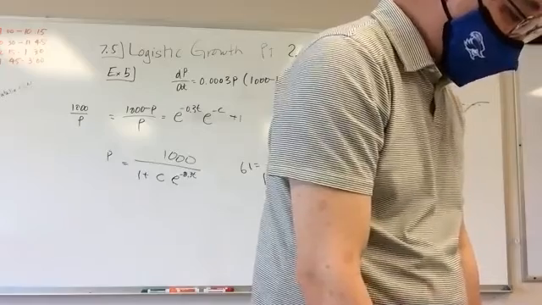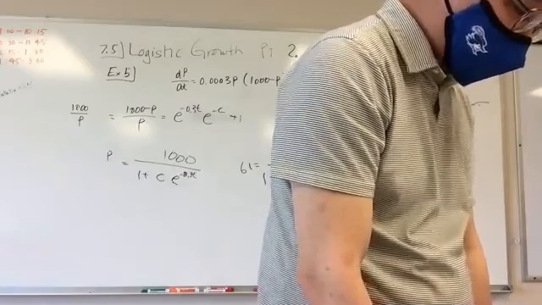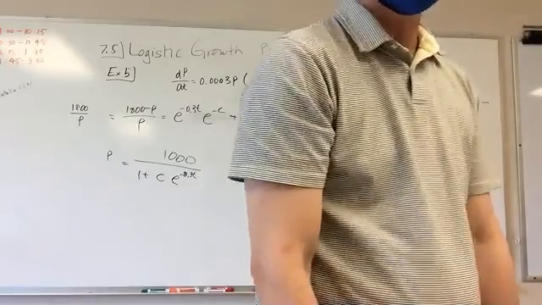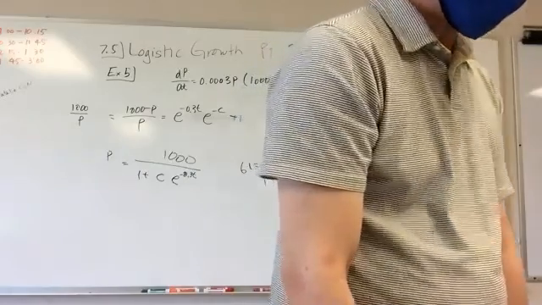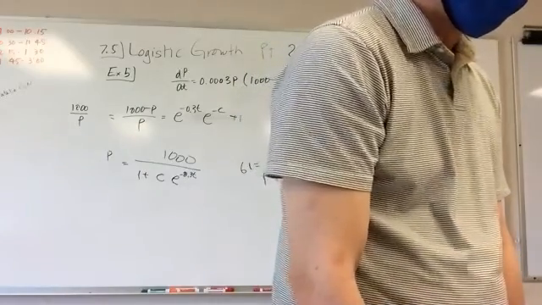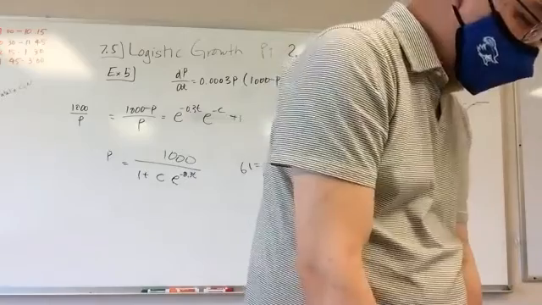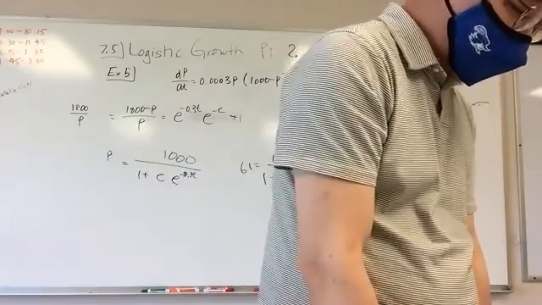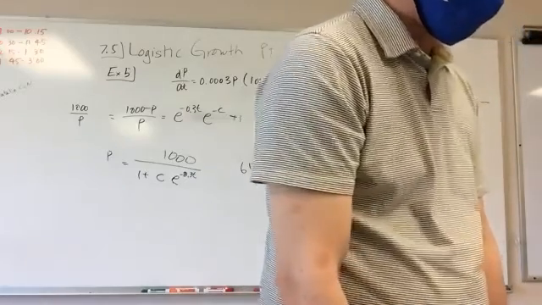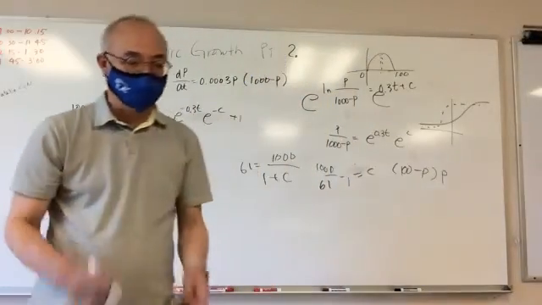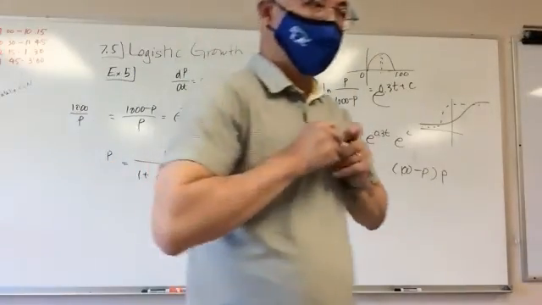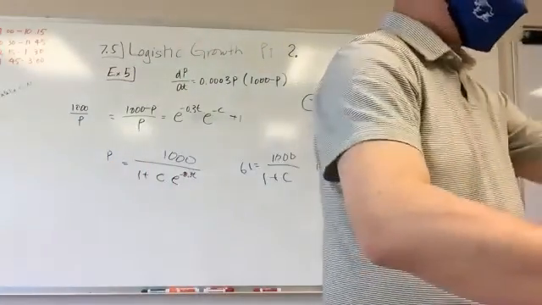C, what is the rate of change of the population when it is growing the fastest? Just go ahead and plug it in. You get 0.008 times 50 times 50. And when you do that, you get 20 bears per year. That's a lot of bears.